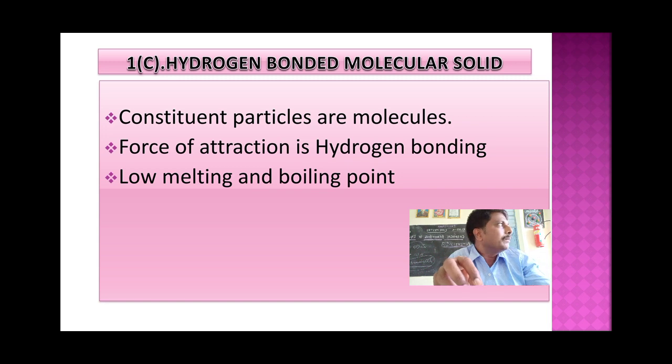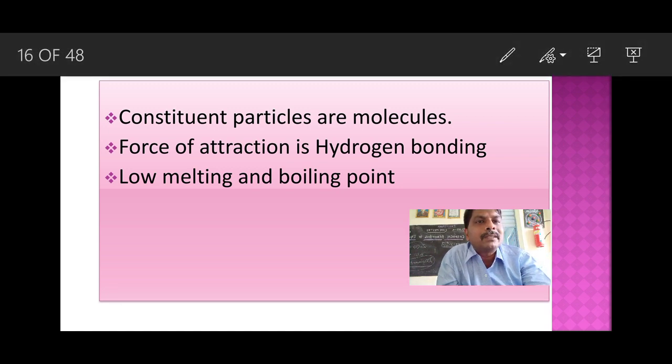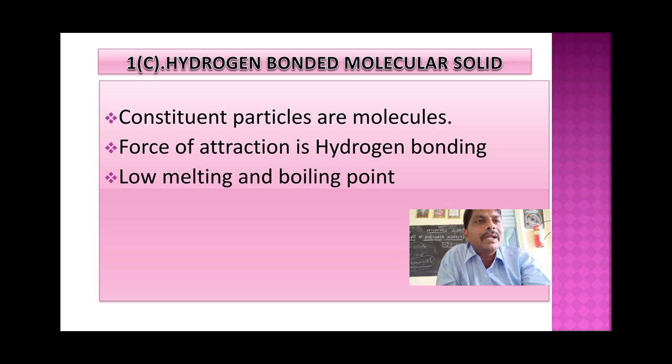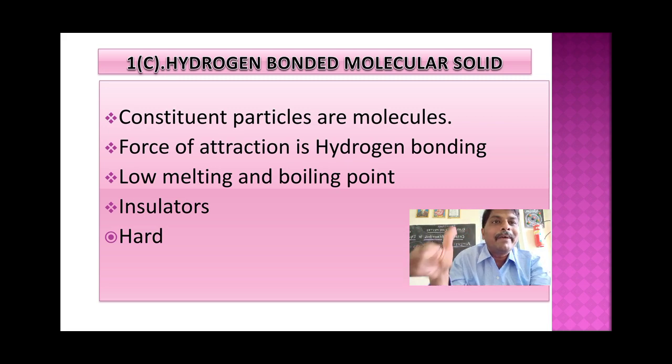The top three elements with electronegativity are F, O, N. So the bond between H plus and F minus, H plus and O minus, these are called hydrogen bonds. These are insulators. These are hard when compared to other types of molecular solids.